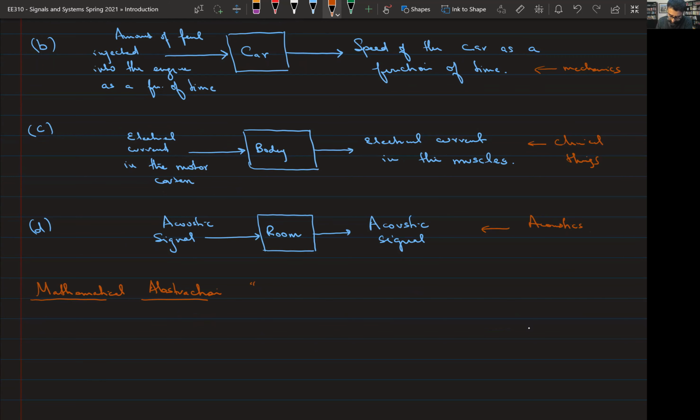Right. So mathematical abstraction allows us to describe all these seemingly different areas with a common language, and that language is EE310 language. So that's why mathematical abstraction is necessary.